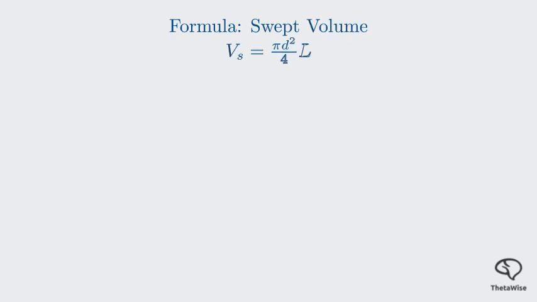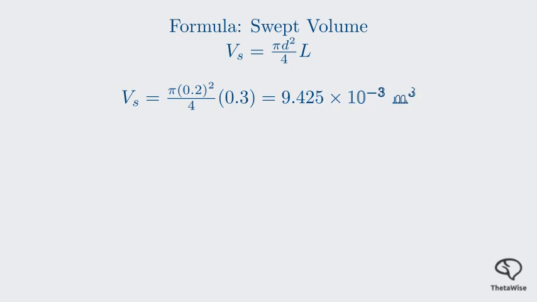Now that we have the PV diagram in mind, let's execute the calculations step by step. First, we need to find the swept volume, Vs. This is the volume the piston displaces in one stroke. The formula is the area of the piston face multiplied by the stroke length. So the swept volume, Vs, equals the cross-sectional area, pi D squared over 4, times the stroke length, L. Plugging in our values, the swept volume is pi times the bore of 0.2 meters squared, divided by 4, and multiplied by the stroke length of 0.3 meters. Calculating this gives us approximately 0.009425 cubic meters. Let's write this in scientific notation: 9.425 times 10 to the power of -3 cubic meters.